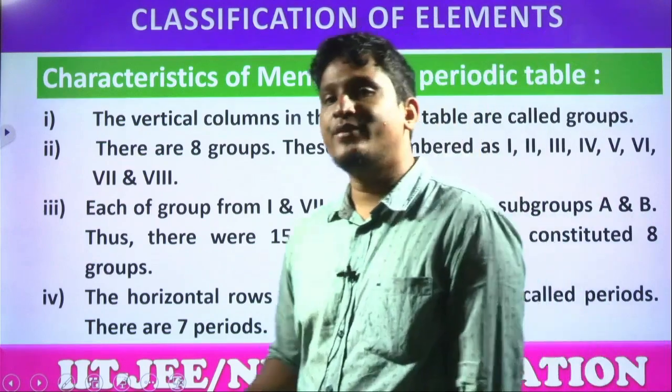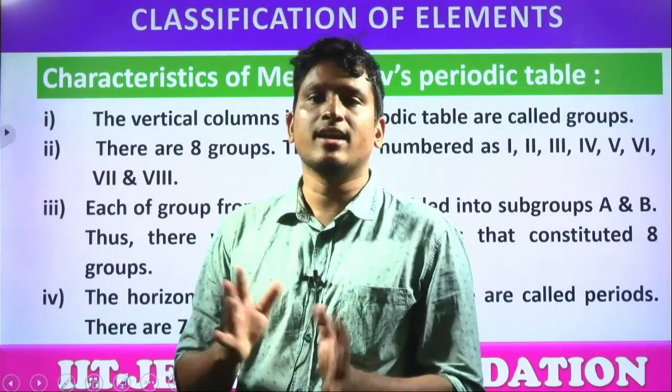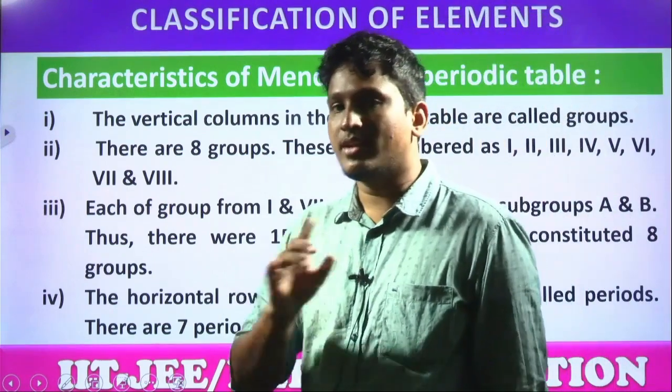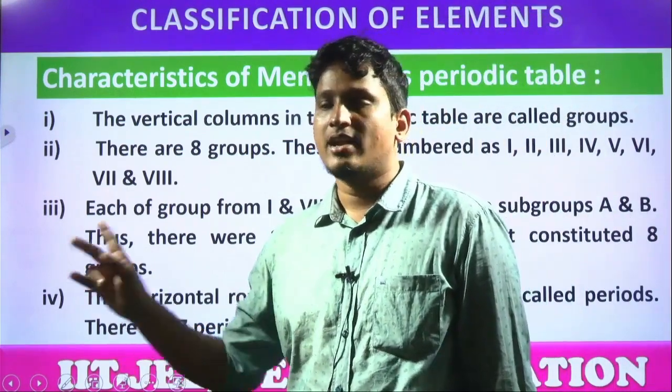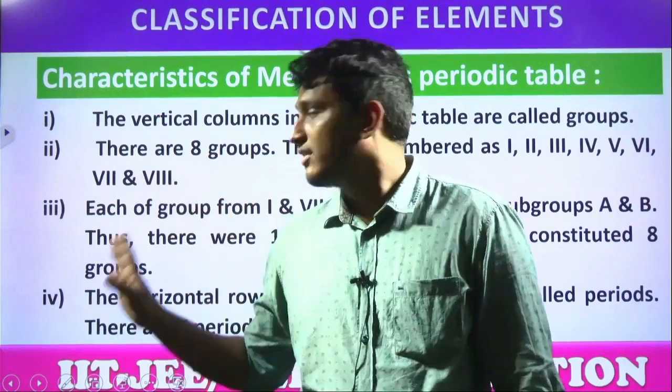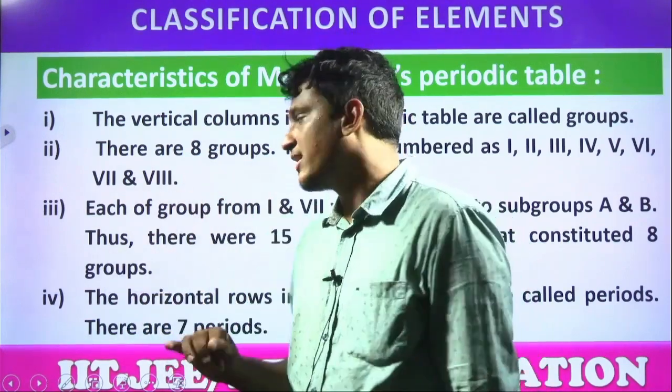That means every group is again subdivided into A and B. And in total, how many groups are there? From 1 to 7, subdivided into A and B, and the 8th group is not subdivided. Total how many? 15 groups are there, including subgroups, in Mendeleev's periodic table.